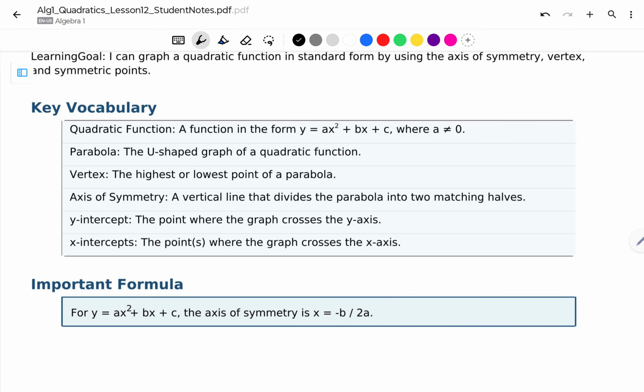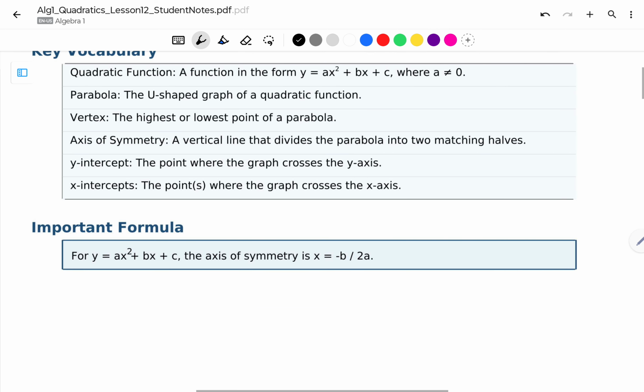I'm not going to go through them. We already talked about them in class, but just know that they're here and you could refer to them if you ever get stuck. Here's an important formula.